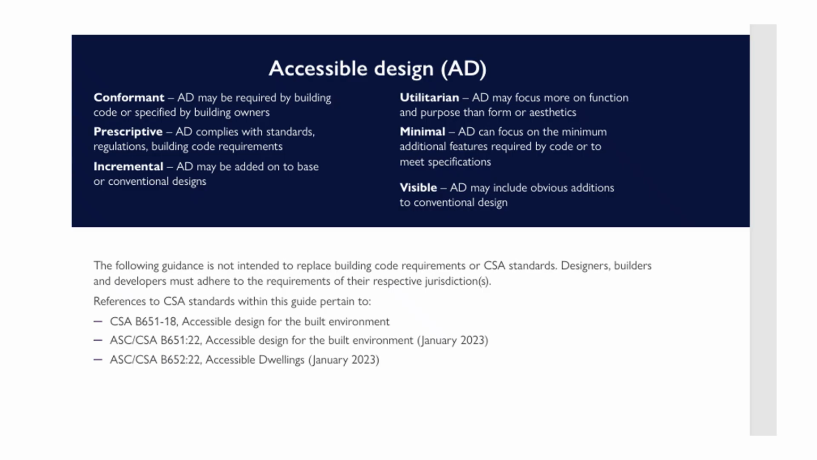At the bottom of this, there's some important information. It said the following guidance is not intended to replace building code requirements or CSA standards. However, it gives you some references to CSA standards within this guide, pertaining to the accessible design for the built environment from January of 2023, and the accessible dwellings regulations of January 2023. Because all provinces have agreed to adapt federal building code within 18 months of it passing. So these are now law anywhere in Canada, and you need to understand them better.